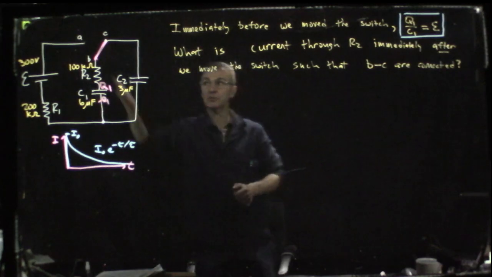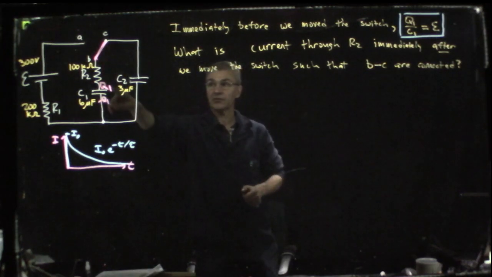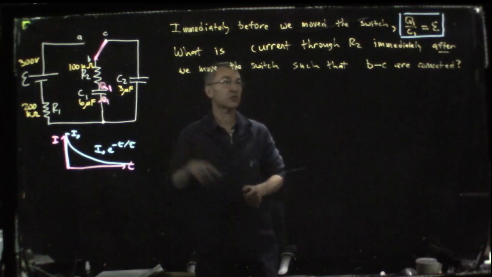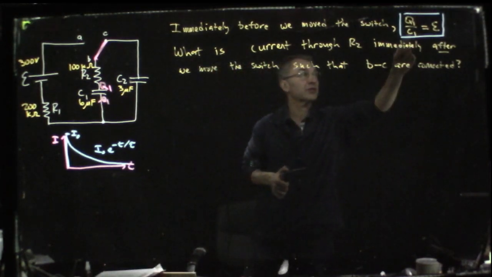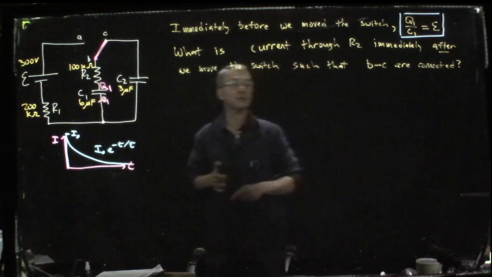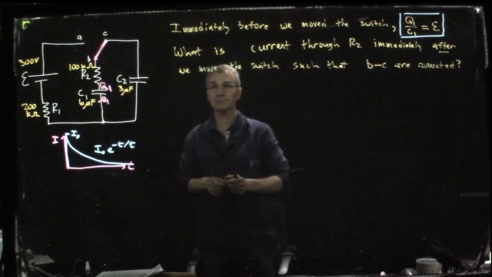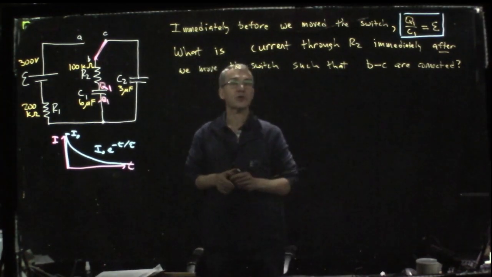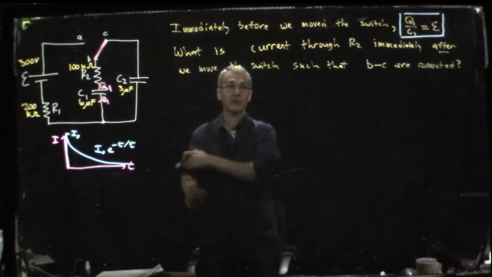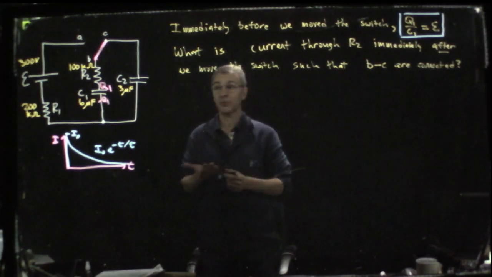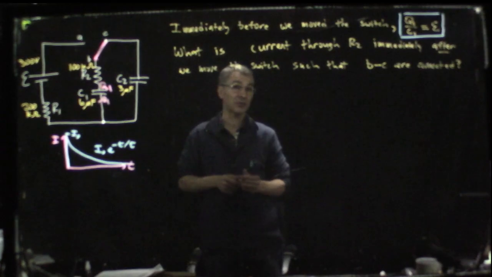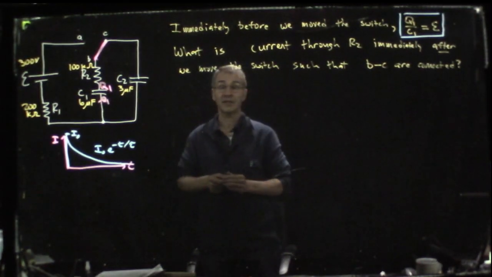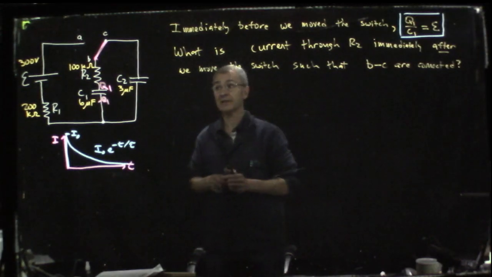Immediately after we move the switch, the charge on capacitor 1 still equals capacitor 1 times the battery EMF. So we want to know what is the current through R2 immediately after we move this switch. We could actually extend this problem to ask what happens after that. I think it makes a much more interesting problem to ask what happens after that.